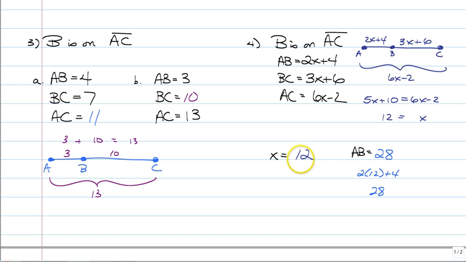So once you get x equals 12, you substitute it into the AB expression, which is 2x plus 4. So 2 times 12 is 24, plus 4 is 28, and you are done. Okay? So that's it for segment addition. Those are all the basic skills that you need to know.